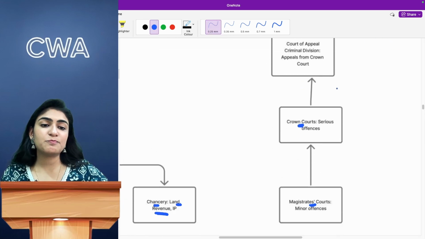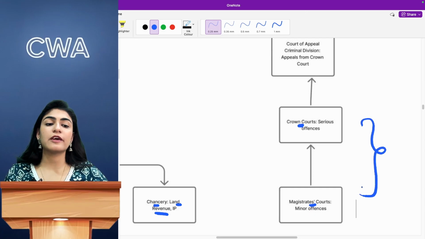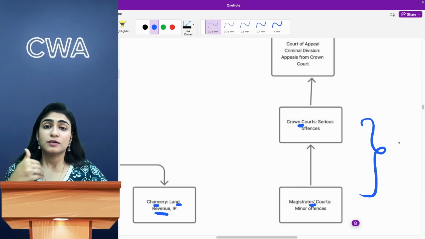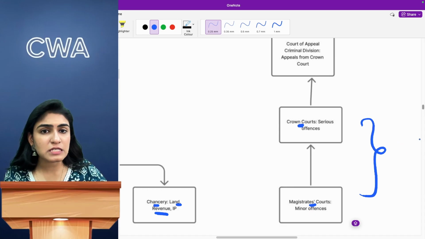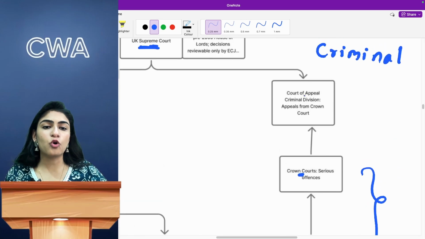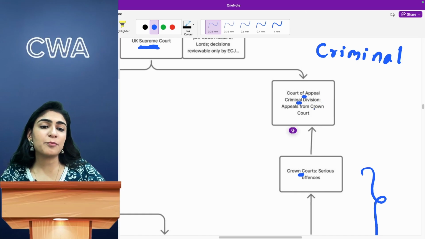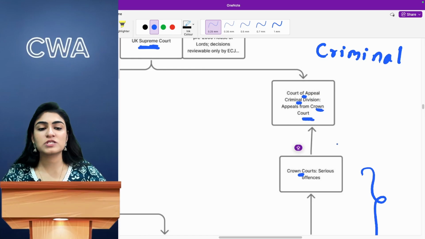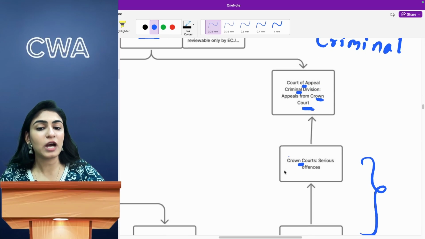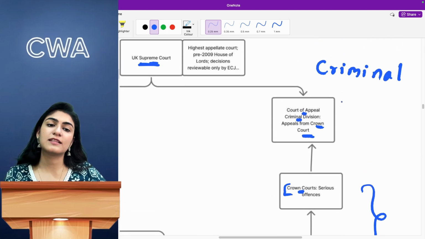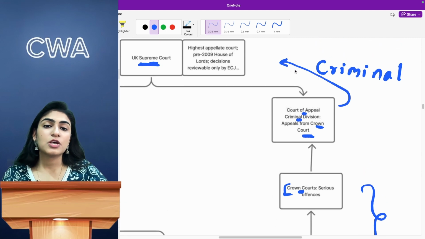If the party feels that the decisions passed by these courts are not right, or that justice has not been served, they can go to the Court of Appeal. That is, in the criminal division, the Court of Appeal hears appeals from crown courts. Wherever there is an appeal from crown court, you can take it to the Court of Appeal and then you can go to the Supreme Court.